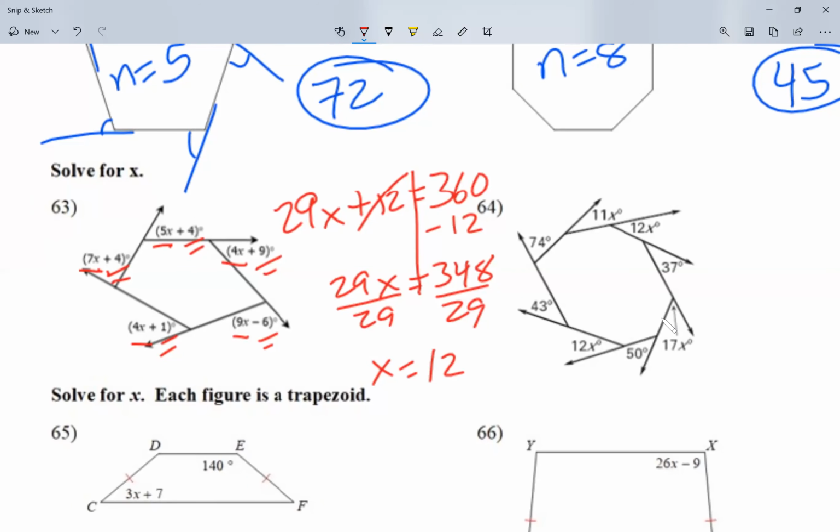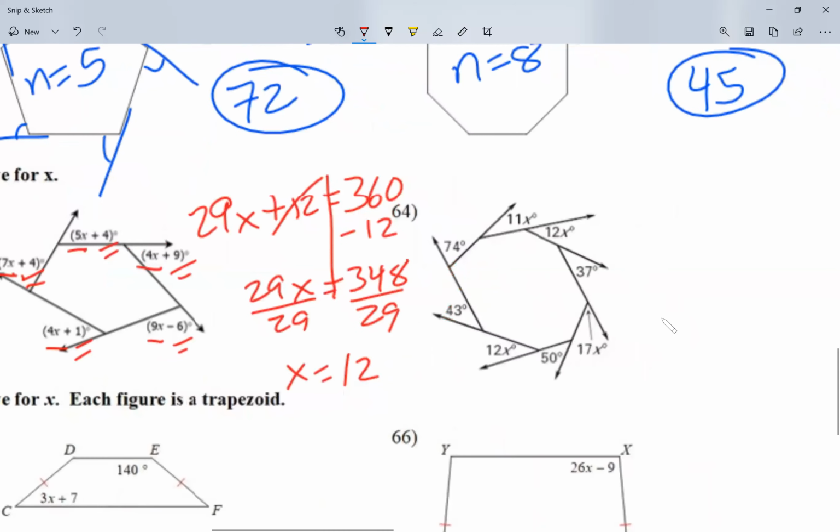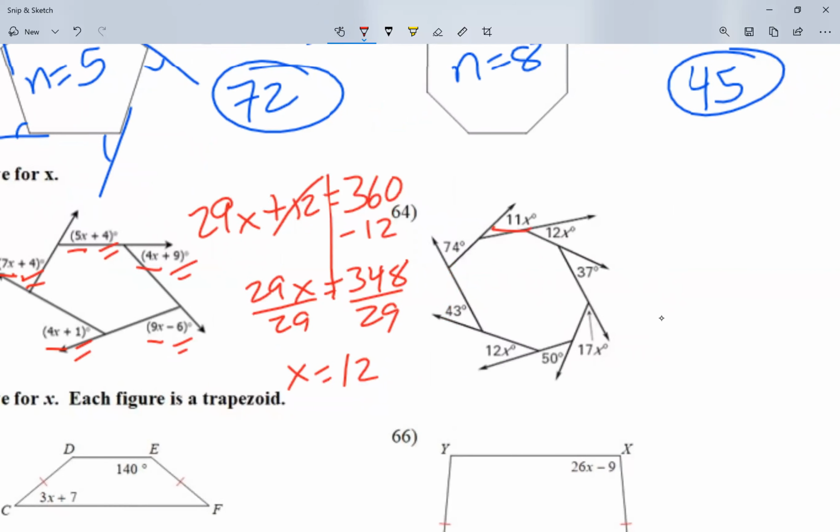Nice. Let's take a look at question number 64. Just as a reminder, today I'm working up until question number 68. Okay, so 64, let me add all of my angles. So when it comes to letters, I see 11x plus 12x plus 17x plus 12x. So I'm looking at 11 plus 12 plus 17 plus 12. So that gives me 52x.